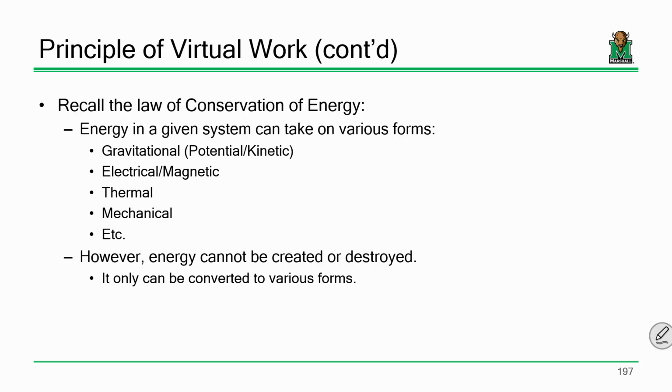The law of the conservation of energy. It states that in a system, energy can take all different types and forms and what have you. We can have gravitational energy, potential energy, kinetic energy. We can have thermal energy, mechanical energy. We can even get electrical and magnetic, what have you. But the fundamental principle is that energy cannot be created or destroyed. It can only be converted from one form to another.